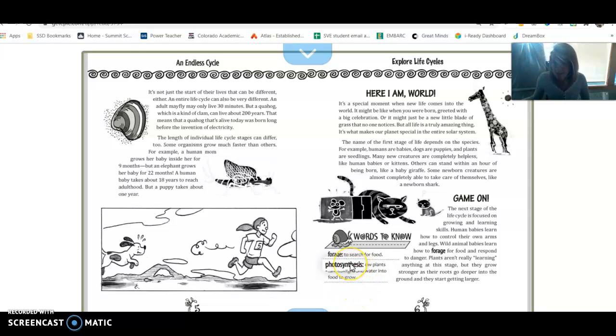Photosynthesis is another very important word, and it means photosynthesis is how plants turn sunlight and water into food to grow. Wow, wouldn't that be nice? We could just turn sunlight into food. We could just play outside all day. The next stage of the life cycle is focused on growing and learning skills. Human babies learn how to control their own arms and legs. Wild animal babies learn how to forage, or find food, and respond to danger. Plants aren't really learning anything at this stage, but they grow stronger as their roots go deeper into the ground and they start getting larger.